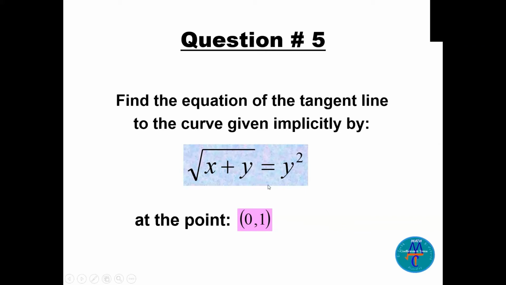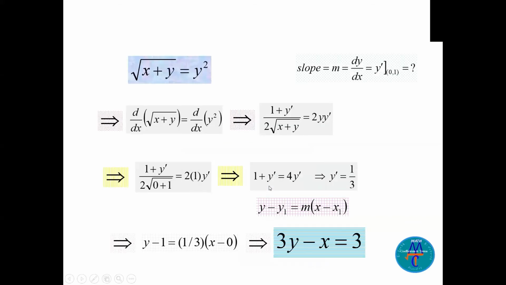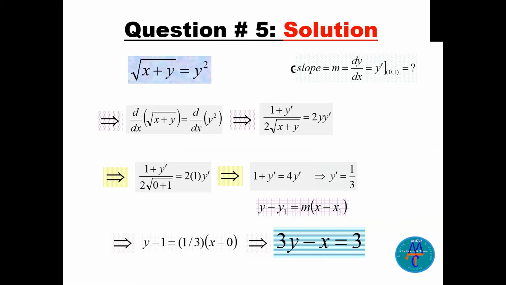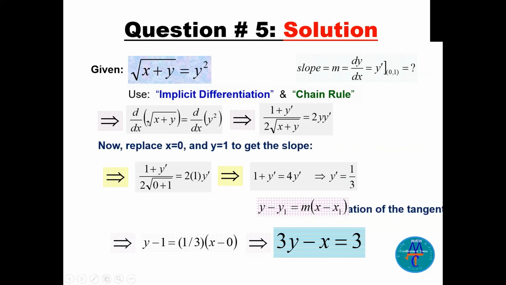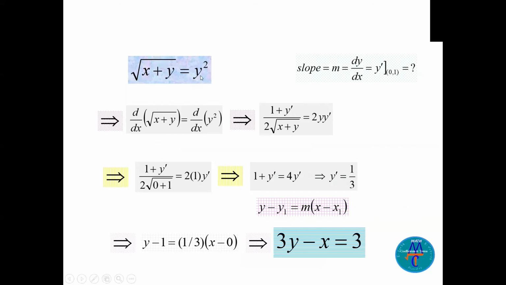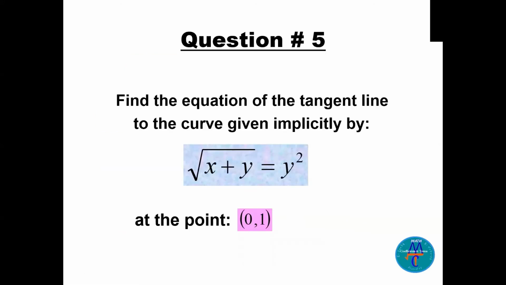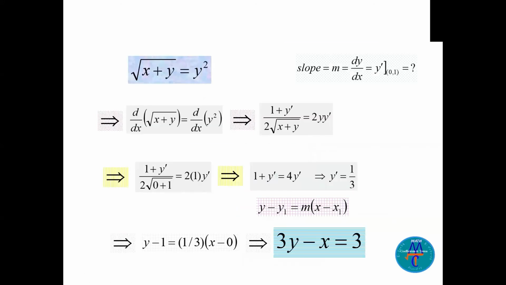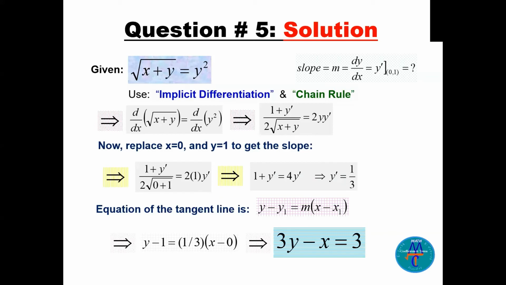So first we have to find the derivative using implicit differentiation. So the derivative of square root of x plus y equals the derivative of y squared. So you just take the equation there and find the derivative. Derivative of square root of x plus y will be 1 plus y prime divided by 2 square root of x plus y, and the derivative of y squared will be 2y y prime.